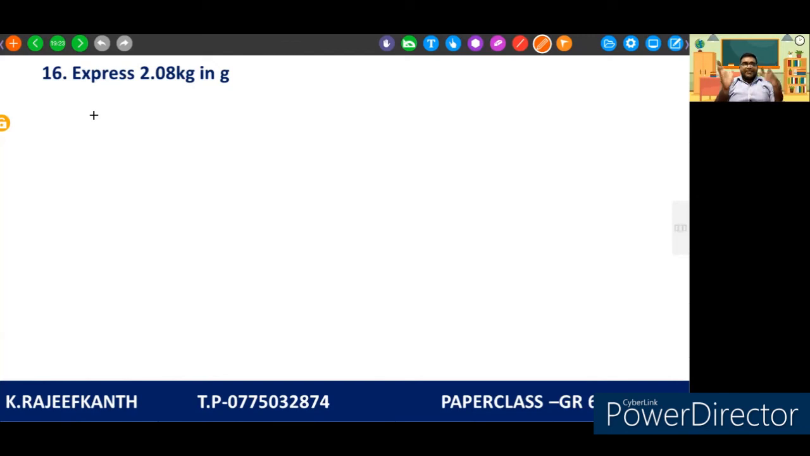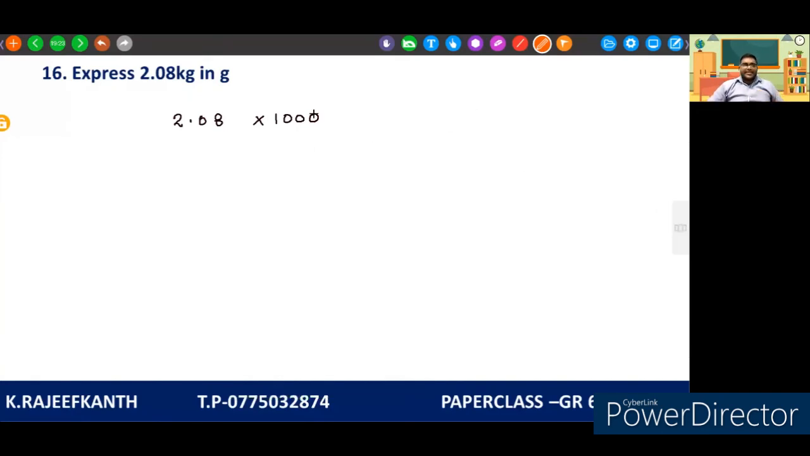1 kilogram is equal to 1000 gram. So here 2.08 kilogram. If 1 kilogram is equal to 1000 gram, if you want to convert 5 kilogram into gram, then we have to multiply by 1000. Then we can get the answer as 5000 gram. Here this is 2.08. If you want to convert kilogram into gram, then we have to multiply by 1000 because in 1 kilogram there are 1000 grams.